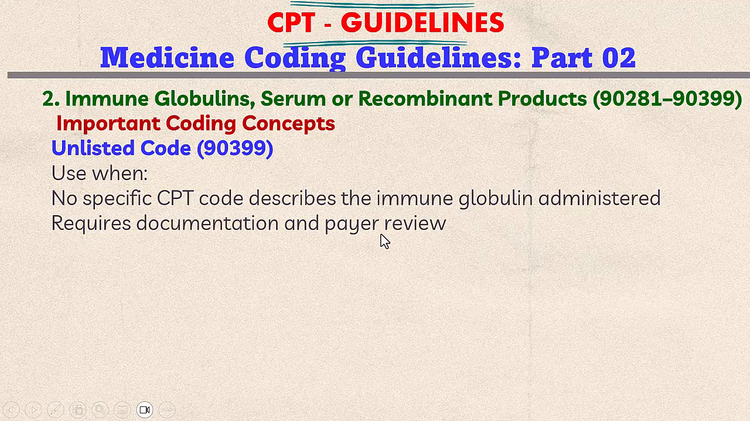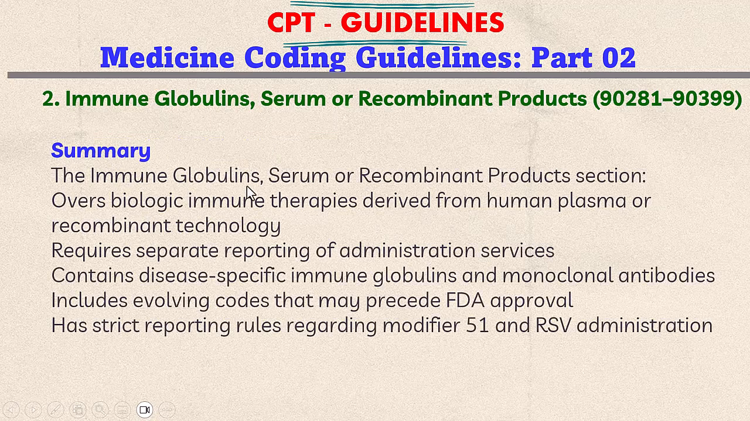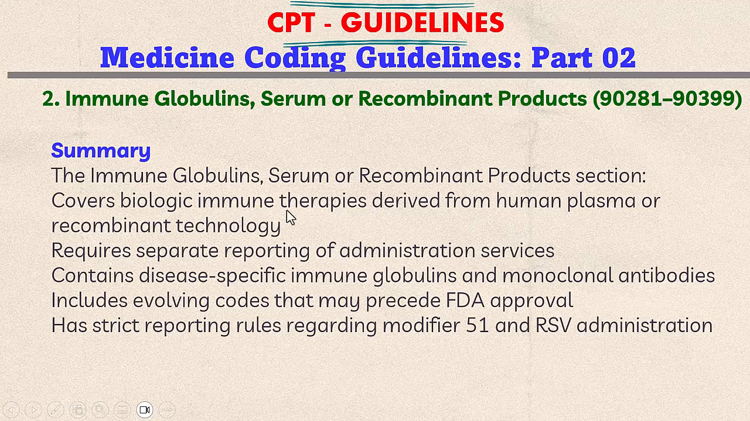So in summary, the Immune Globulins, Serum or Recombinant Products section covers biologic immune therapies derived from human plasma or recombinant technology, requires separate reporting of administration services, contains disease-specific immune globulins and monoclonal antibodies, including evolving codes that may precede FDA approval, and has strict reporting rules regarding modifier 51 and RSV administration.